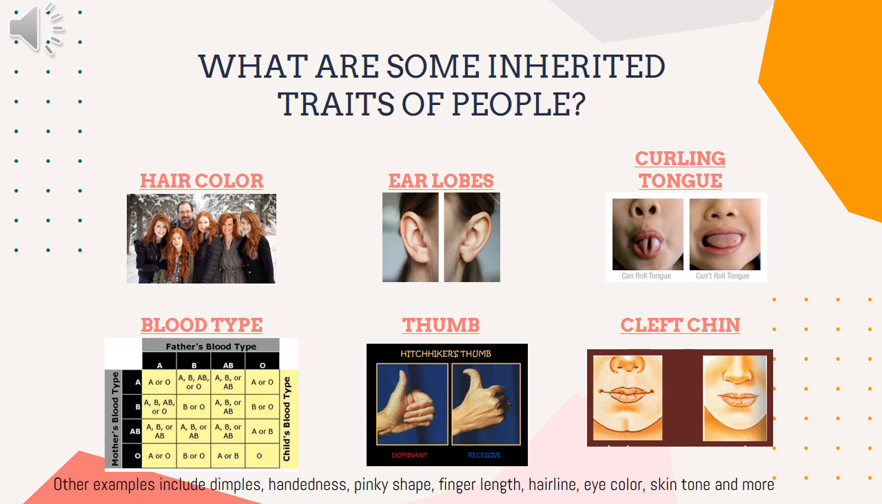There are lots of other examples of inherited human traits, including dimples, being right-handed or left-handed, the shape of your pinky, whether it's curved, and different finger lengths, like if your middle finger is long and your ring finger and index finger are the same. There's also your skin tone, and lots of other traits you can inherit from your parents. But basically, if it's a physical characteristic, a physical part of your body, that would be something that you would be inheriting from your parents.